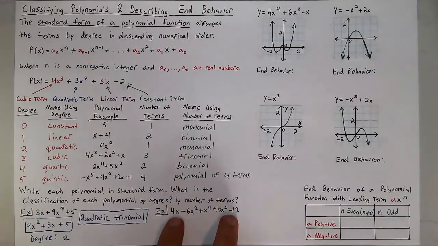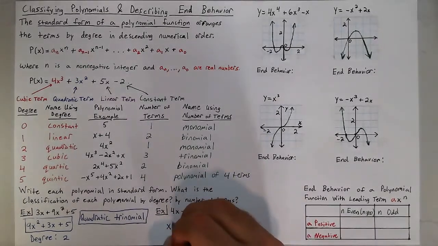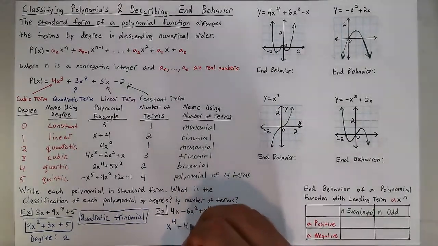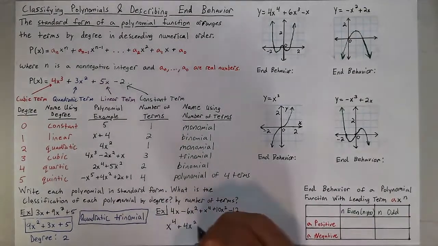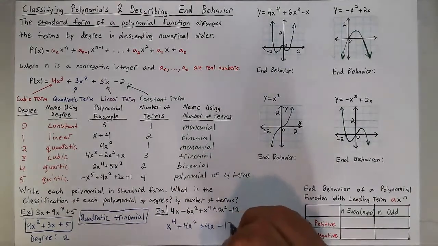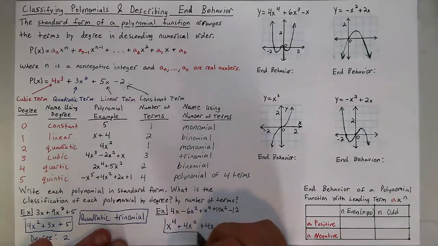Now this one has a lot of terms, so we have to order them to put it in standard form. We have x to the fourth as our first term. Next up, the next highest power terms are these x squared terms. These are like terms, so we're going to combine them. So negative 6x squared plus 10x squared gives me positive 4x squared. And then we have 4x next, and then minus 12. And that gives us those 4 terms. So that is our standard form of the polynomial.